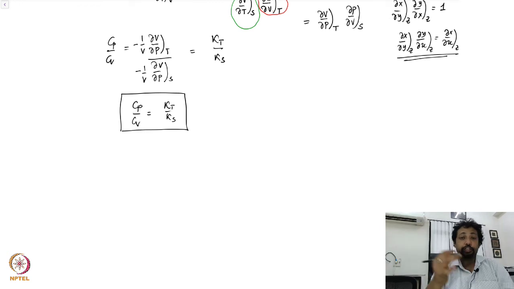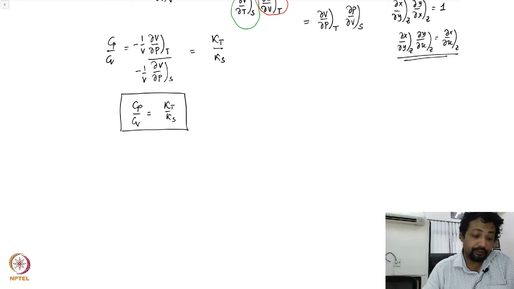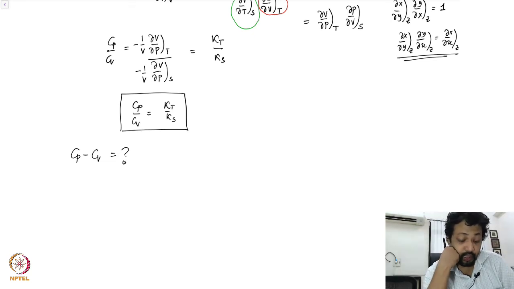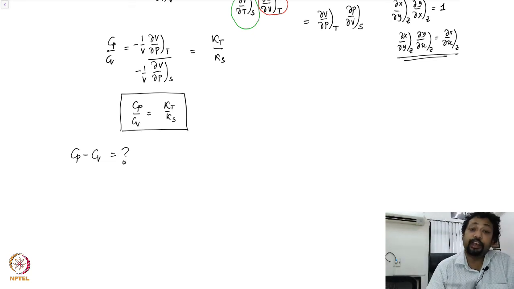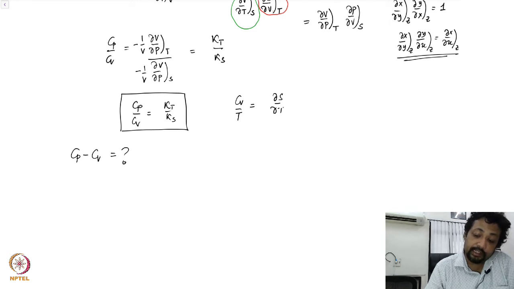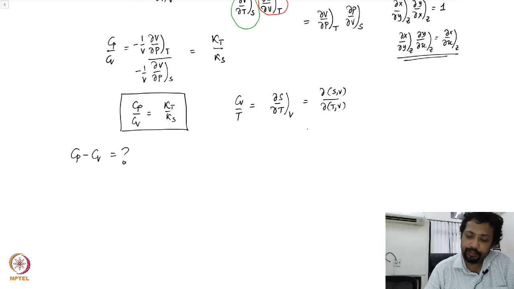So this is how you manipulate partial derivatives. What about the quantity Cp minus Cv, the celebrated relation that you found out as R? I want to derive the general expression for this. So for this, let's start off with Cv over T. Now Cv over T is (∂S/∂T) at constant volume, which I write as ∂(S,V)/∂(T,V). There is no problem in writing that.